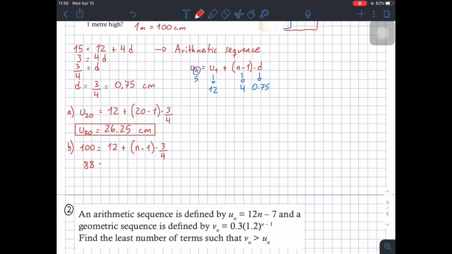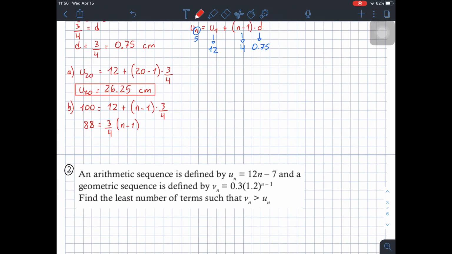This is 88 equals 3/4 of n minus 1. If I take this dividing to the other side, 88 divided by 3/4 gives us an ugly number. I'm going to do it here. This gives us 352/3. And this equals n minus 1. So the value of n, if I do this plus 1, is 118.3, and this continues 3.